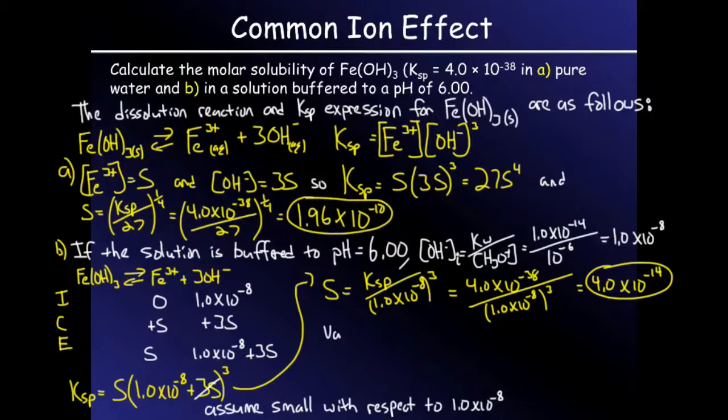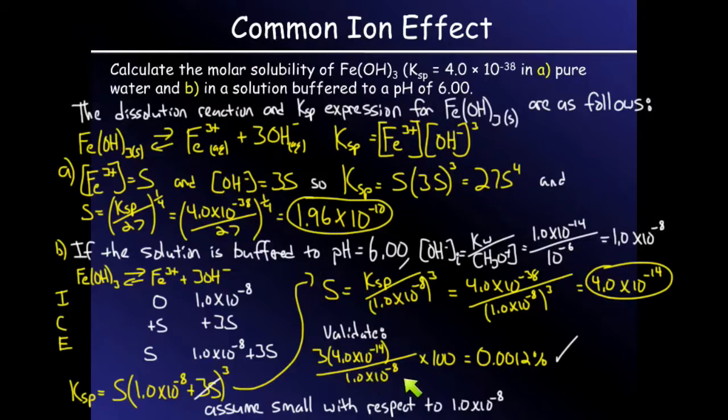negative 14. Now it makes sense to validate that the equilibrium value for 3 times S is less than 1.0 times 10 to the negative 8, and it is, although this assumption will pretty much always work for this class. It is reasonable to validate it. So we'll see that the molar solubility also changed by several orders of magnitude, becoming much less due to the common ion effect.